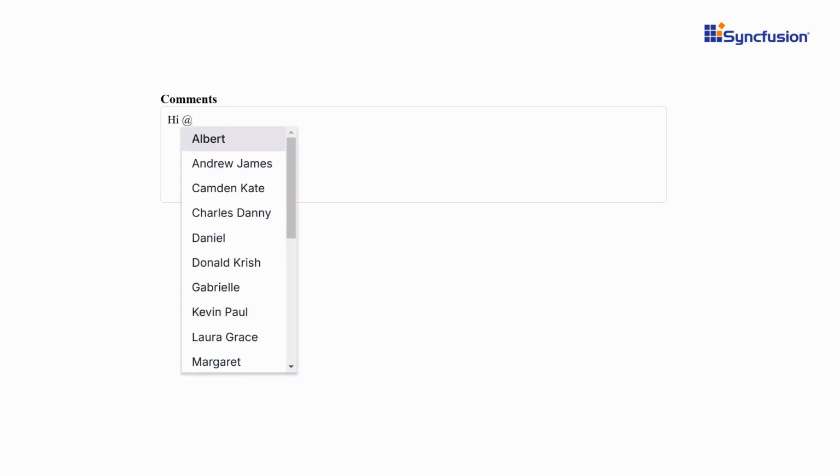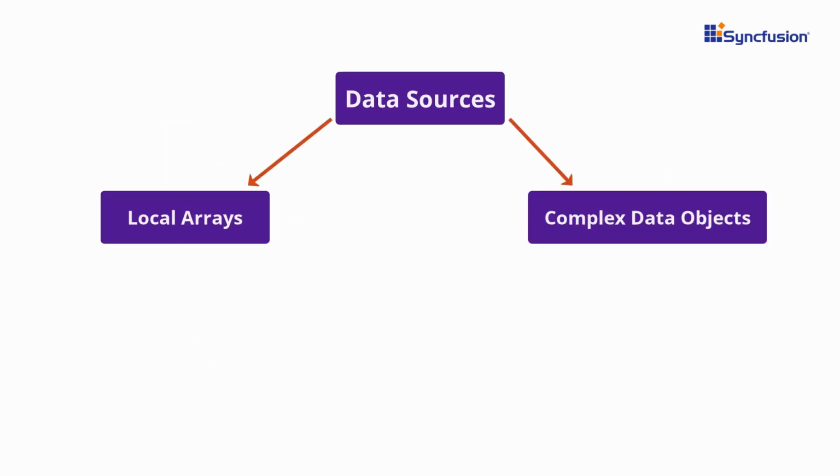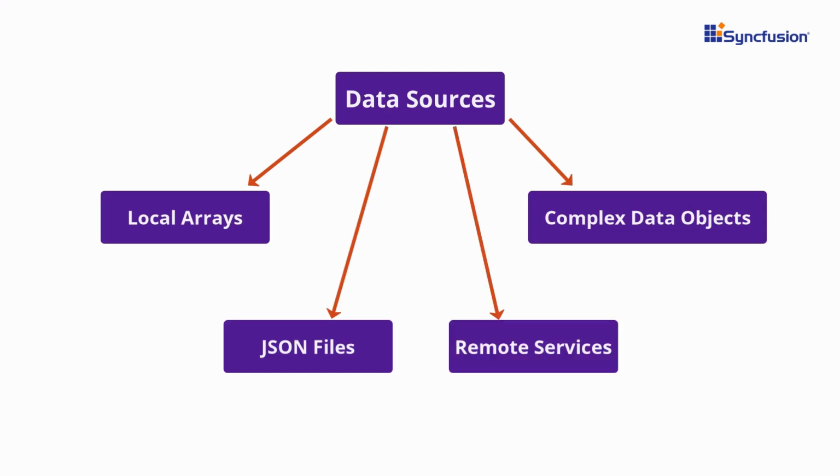And if you need the suggestions in a specific order, the component can sort them alphabetically in ascending or descending order. What about data sources? Whether it's a local array, complex data objects, JSON files, or even remote services, the mention component handles it all effortlessly. Let's get into some customization features.